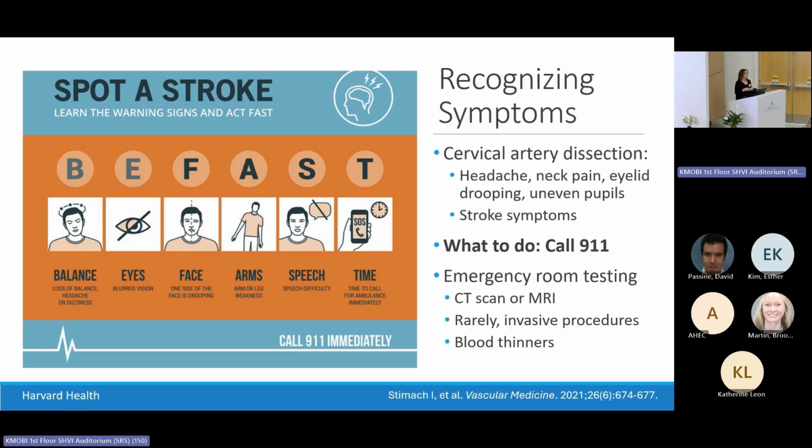Emergency room testing may almost always include some type of CT scan or MRI or some type of imaging. And then sometimes invasive procedures like that stenting procedure I showed you, sometimes those things are necessary, and then sometimes blood thinners are necessary, and that's really case dependent.